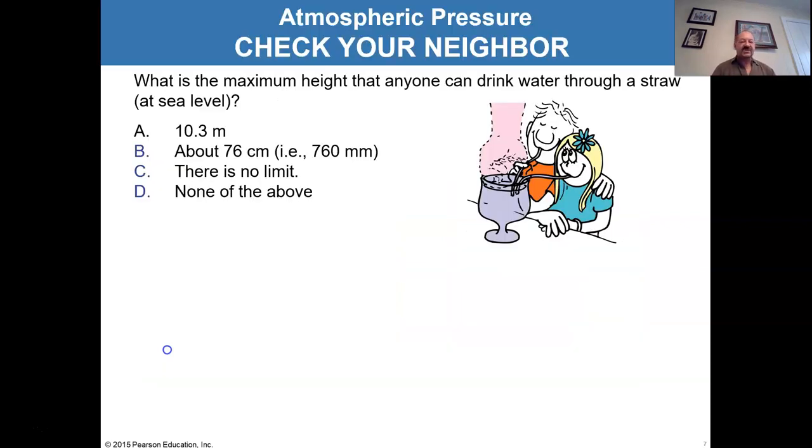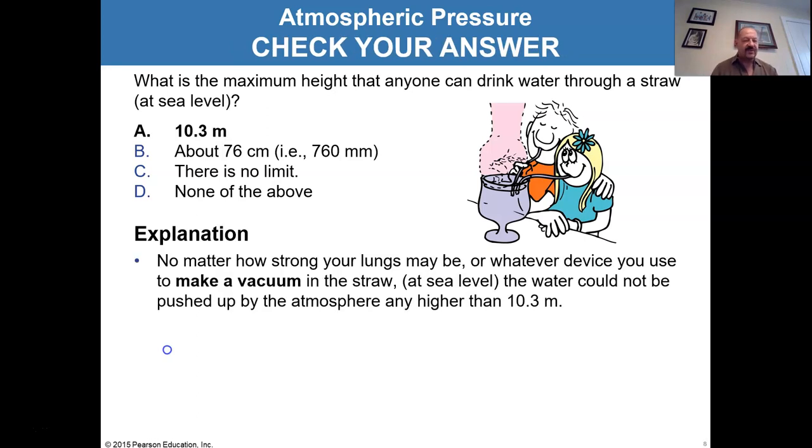All right, so what's the maximum height that anyone can drink water through a straw at sea level? You probably already know the answer. A, 10.3 meters, B, about 76 meters or 760 millimeters, and we'll talk about why that number is important in a few minutes. C, there is no limit, none of the above. Well, as we've already stated, it's 10.3 meters.